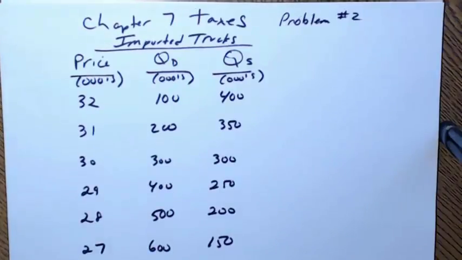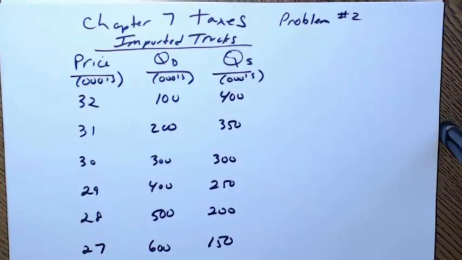The next problem is in Chapter 7 on taxes. It's problem number 2, and it has to do with imported trucks and excise taxes on imported trucks. Let me read the problem. The U.S. government would like to help the American auto industry compete against foreign automakers that sell trucks in the U.S.